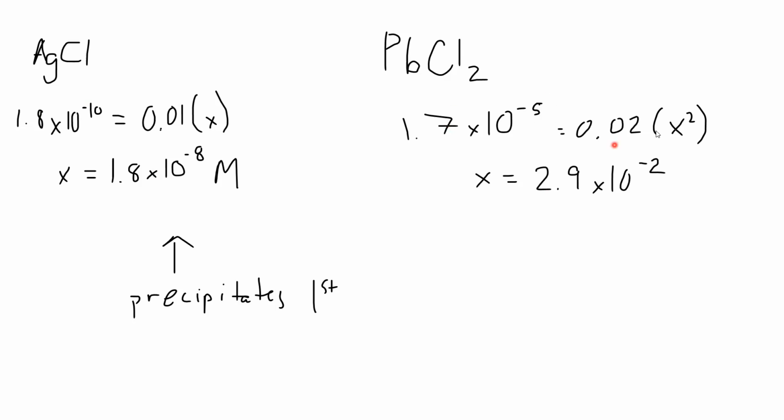Whereas the lead 2 chloride, now we've got chloride concentration squared. So we've got that KSP is equal to 0.02 times X squared. So when we actually go through in this case and solve for X, we're going to see 2.9 times 10 to the negative second molar for that chloride ion. And since this is going to be a higher concentration, we need more of that chloride ion in order for the lead substance to precipitate out. So we're just going to see the silver chloride would precipitate first in that case.